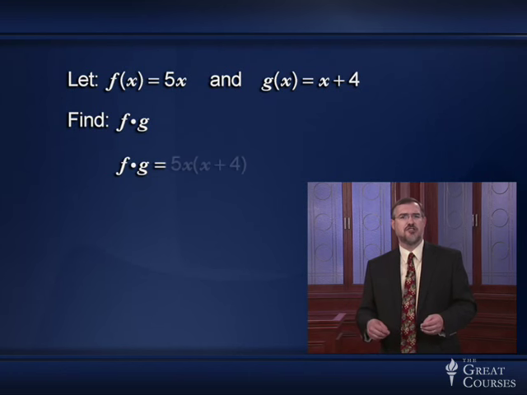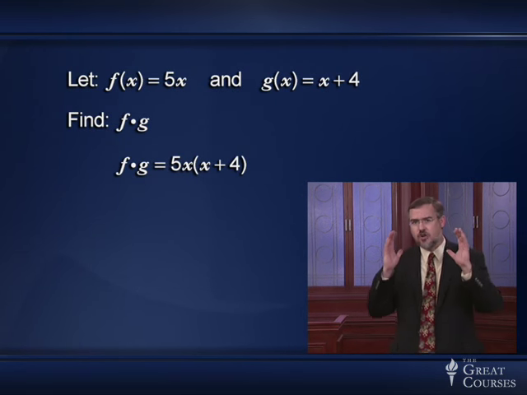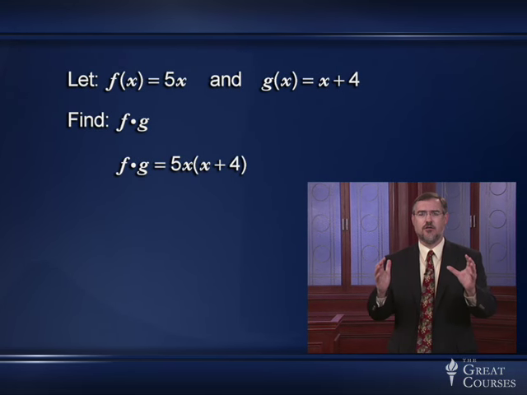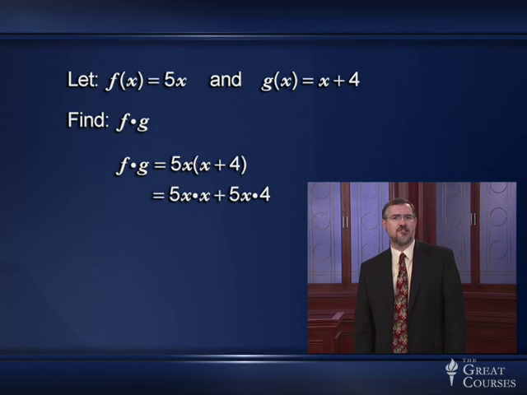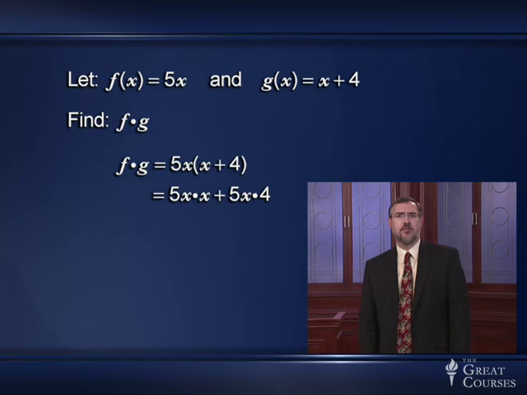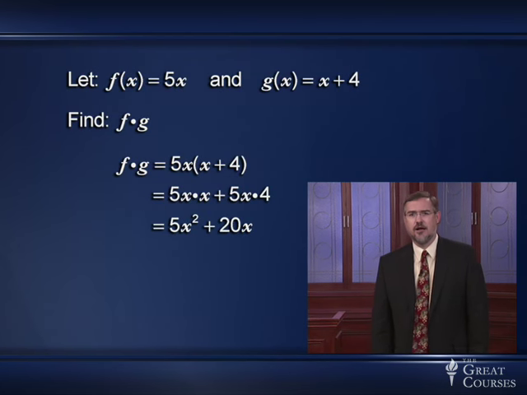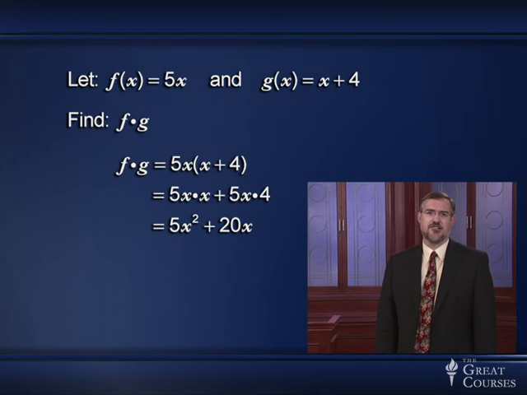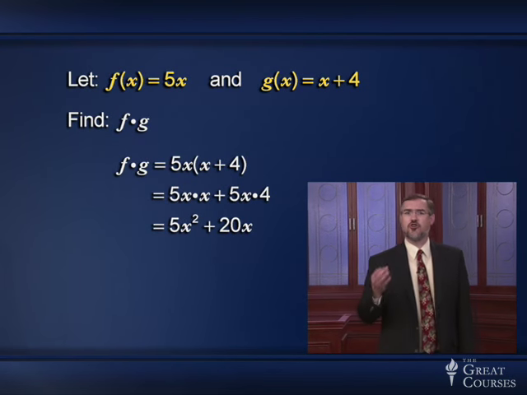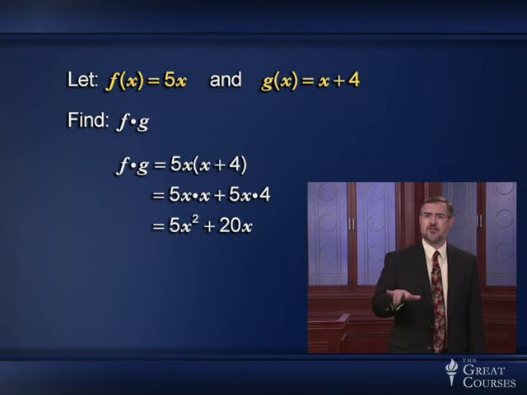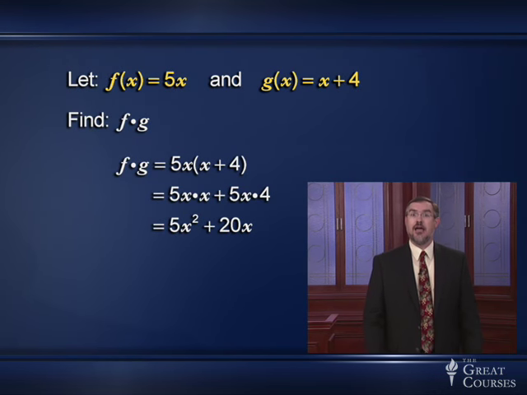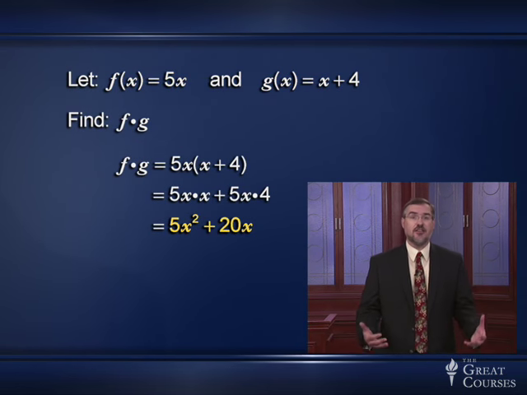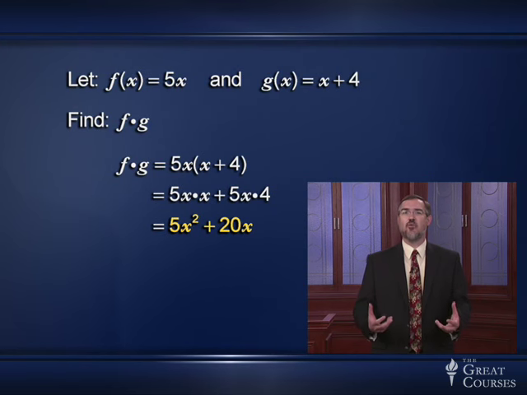And f times g is going to be 5x times the quantity x plus 4. So I have to distribute that 5x in, and I'm going to have 5x times x plus 5x times 4, which is 5x squared plus 20x. Now notice, we started with two linear functions. 5x and x plus 4 are both going to give you lines if you draw their graphs. But we now created something that's not linear because it's got an x squared in it.